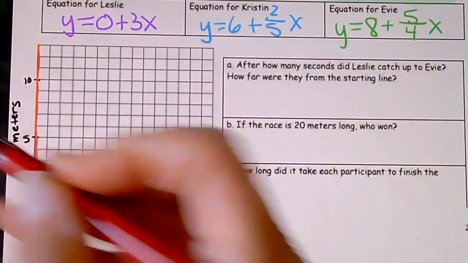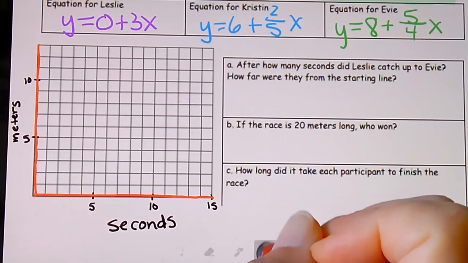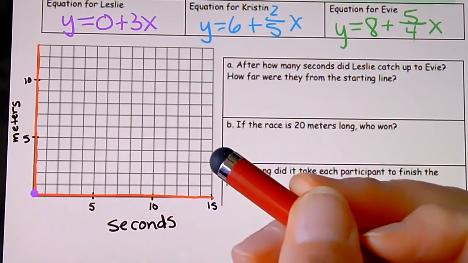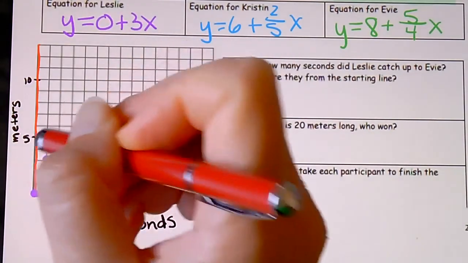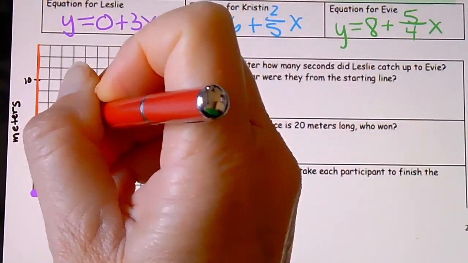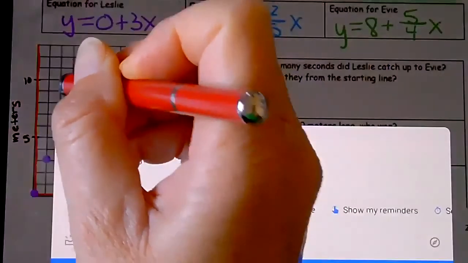Okay, so I'm starting at 0. And I'm going 3 meters every 1 second, 1, 2, 3 every 1. We want to be accurate with this. So you want to keep doing your slope, 1, 2, 3 every 1.